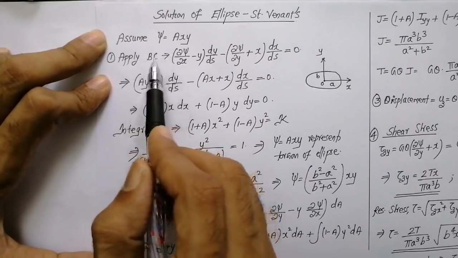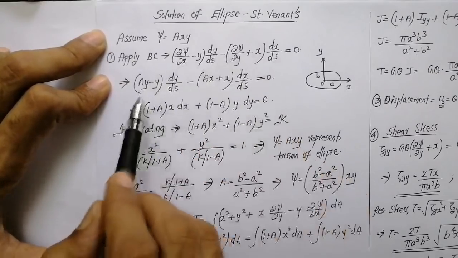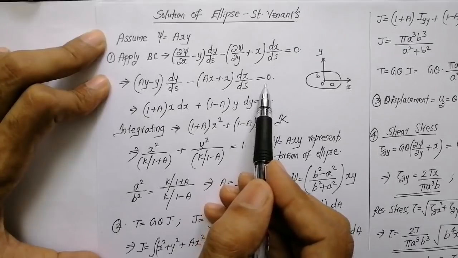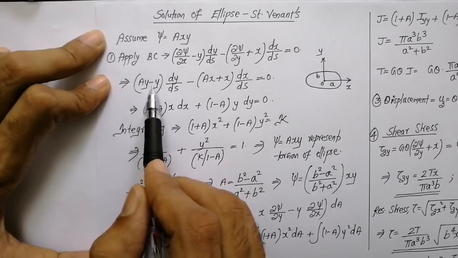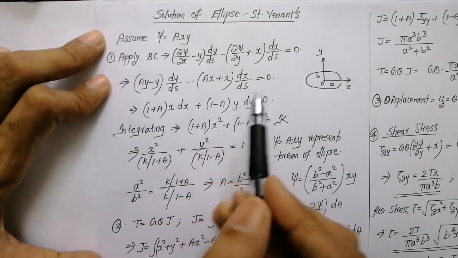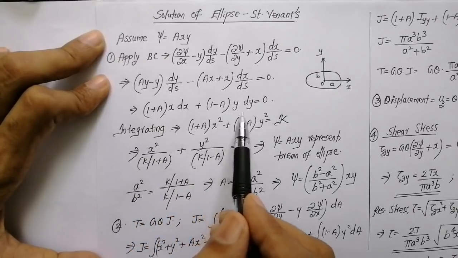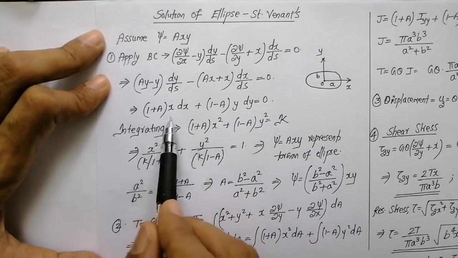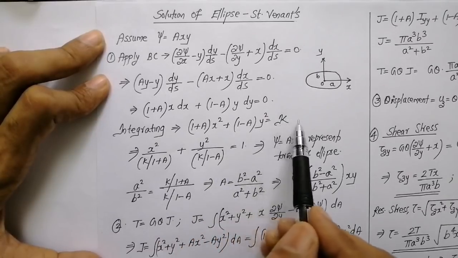The first one is to apply the boundary condition. Let us apply psi is equal to Axy in this boundary condition, which will yield (Ay minus y) into dy by ds minus (Ax plus x) into dx by ds is equal to 0. After rearranging the equation, you can take y and x outside. So y into (A minus 1) into dy by ds minus x into (A plus 1) into dx by ds is equal to 0. After further rearrangement, we will get (1 plus A) x dx plus (1 minus A) y dy is equal to 0. Now if we integrate this equation, we will get (1 plus A) into x square by 2 plus (1 minus A) into y square by 2 plus constant is equal to some constant.